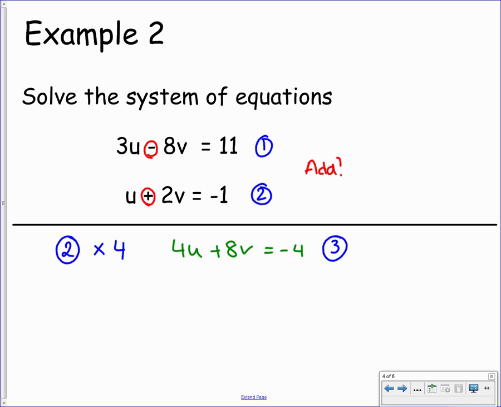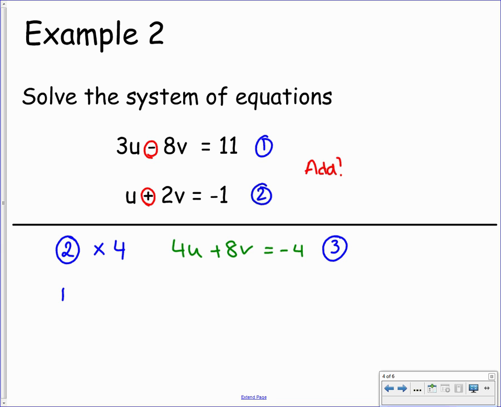And this third equation has the same value for v as what equation 1 does. That's what we need to be able to use the elimination method. Now we've already said that both of them have different signs, so we need to add them together. So we add the u terms, add the v terms, and add the constant.